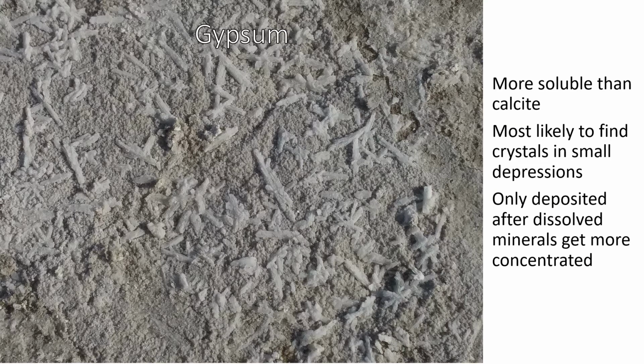On the beach itself, you may notice a few small pools or depressions that have gypsum crystals. Now, gypsum is more soluble than calcite, and so it'll only precipitate out once the waters become more concentrated and the calcite has already dropped out of solution.